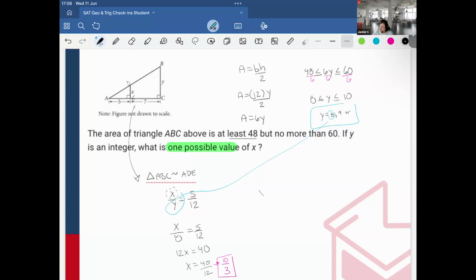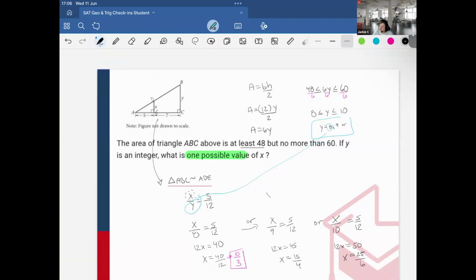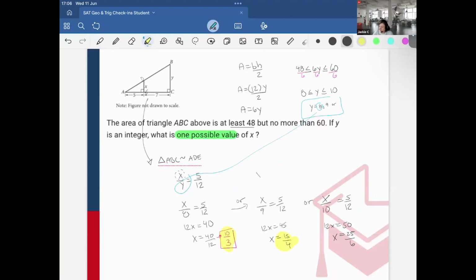Or you could also do x over 9 equals 5 over 12, which would be 12x is equal to 45. So you would get that x is equal to 15 fourths. Or you can have x over 10 is equal to 5 over 12, which would be 12x is equal to 50. And then x would be equal to 25 over 6 as well. So all of these are possible answers.